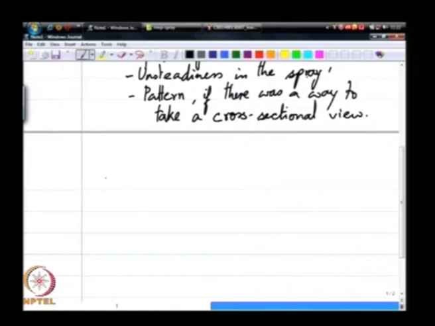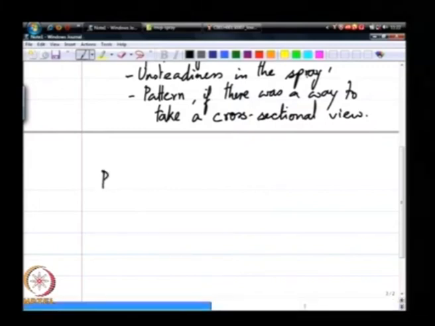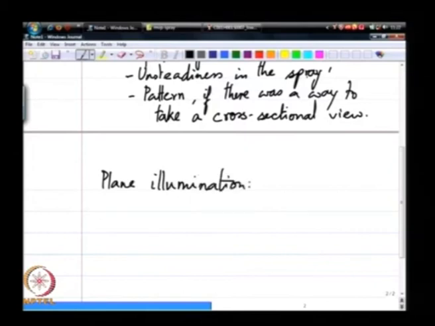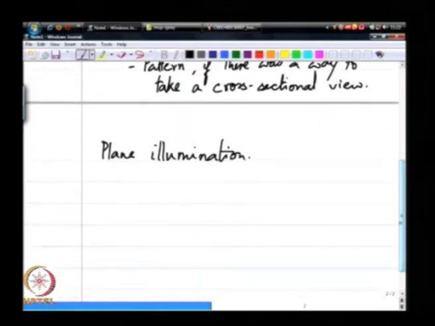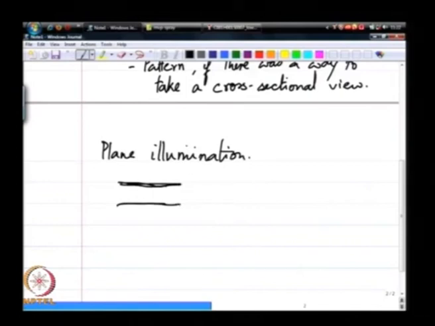So, how do I take a cross sectional view? By looking at the so called plane illumination. So, I can take, let us say, a torch light that puts out a cylindrical beam of light of some diameter d.